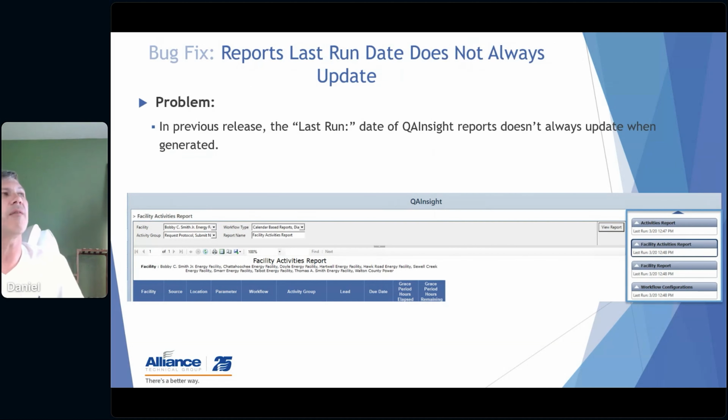The last run date for a report didn't always update. So the last run date is this section over here on the right side that, when you run a report in the client, you can see the last time that report was run. It wasn't updating. What did we do? Well, we fixed it so it updated.